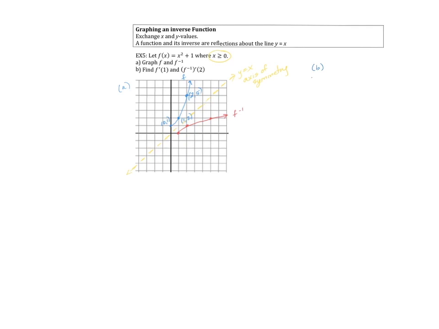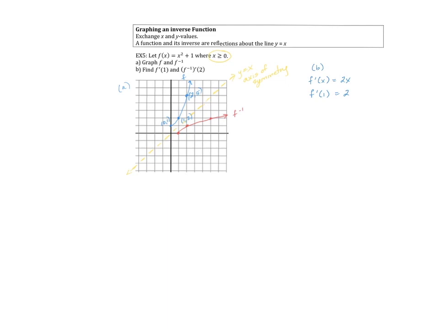Well, finding the derivative of my function is pretty straightforward since I have x squared plus 1 as my function. The derivative is 2x. And then evaluating it at 1, we get 2. I'm going to have to do a little bit more work if I want to find the derivative of the inverse function because I don't have the inverse function. So my first step is to find the inverse function.